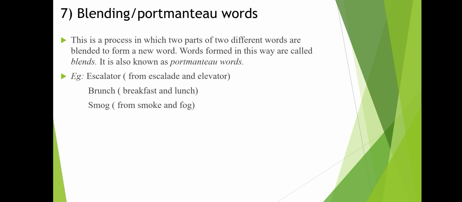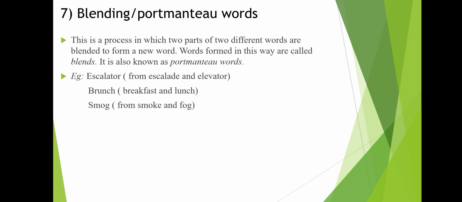Then the next one, blending or portmanteau words. This is a process in which two parts of two different words are blended to form a new word. Words formed in this way are called blends. It is also known as portmanteau words. When two different parts of two different words are blended together, a new word is formed. It is known as blends or portmanteau words.